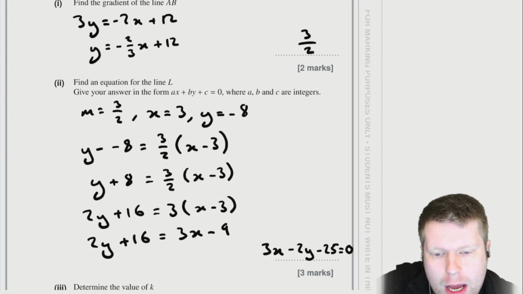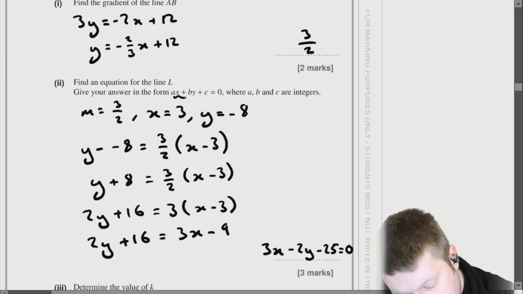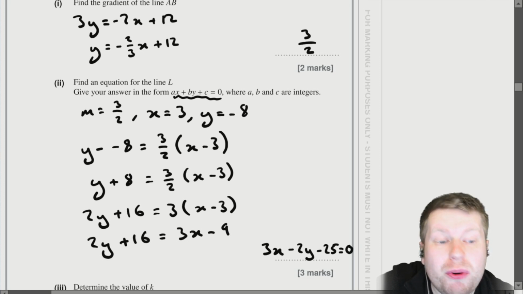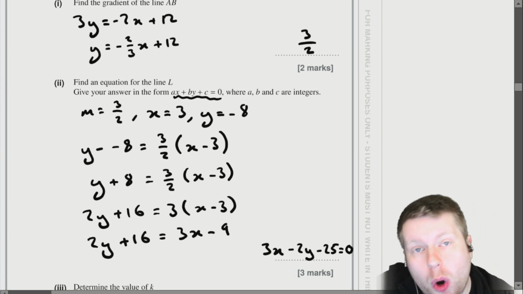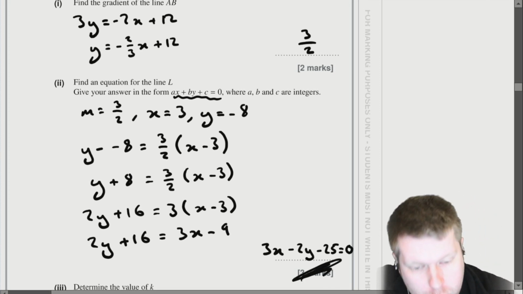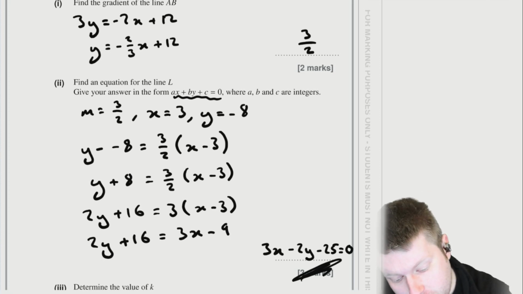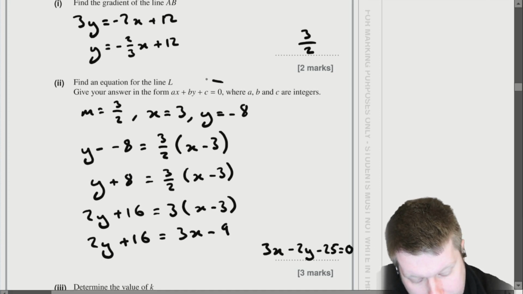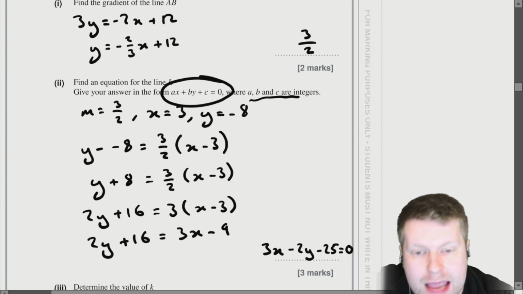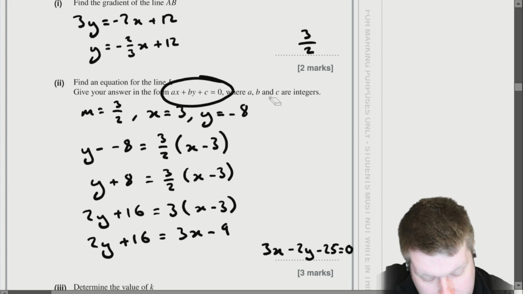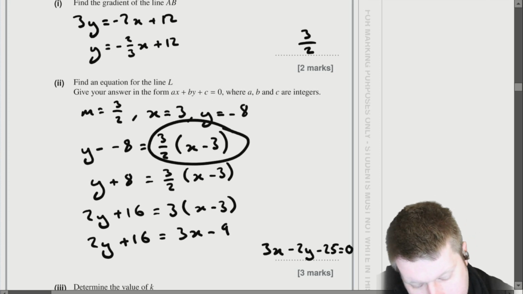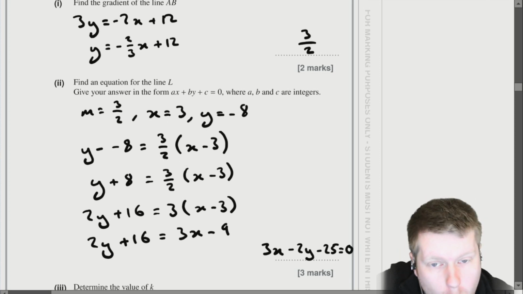A common error people made here was that they failed to leave it in the correct form. For example, they left it in the form y equals mx plus c, which is not what they're asking for here. As a result, you wouldn't achieve the full 3 marks, but you would achieve 2 marks. Equally, some people did leave it in this form, however a, b, and c were not integers. For example, they kept the 3 over 2 in and left everything as a fraction, which is not what we're looking for.